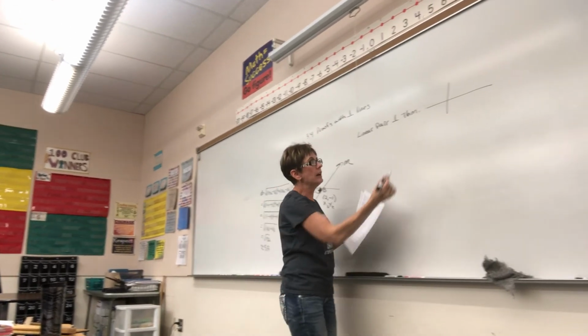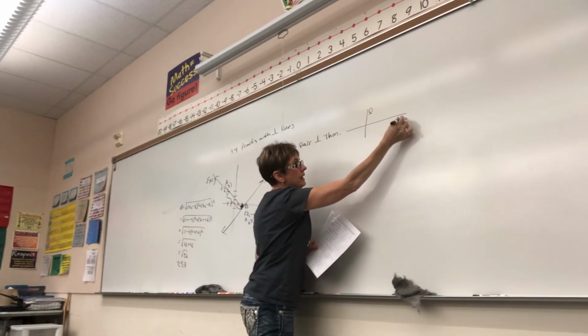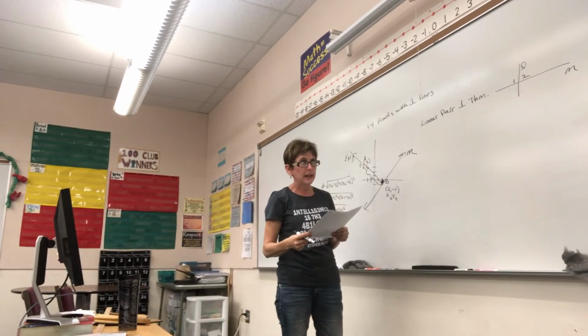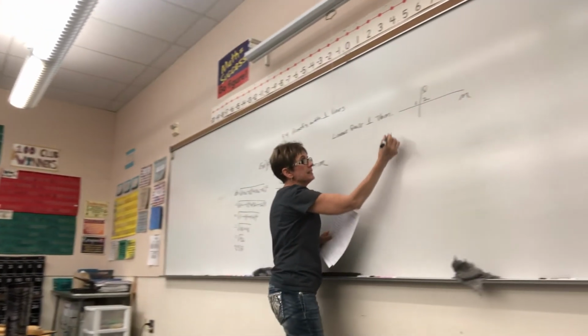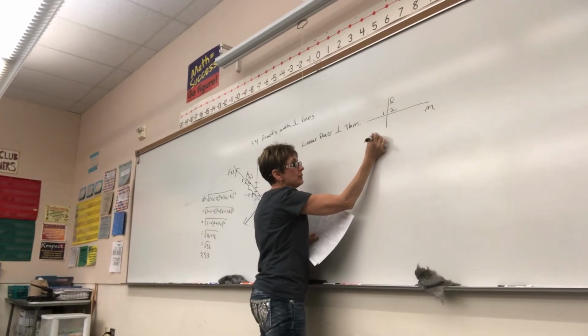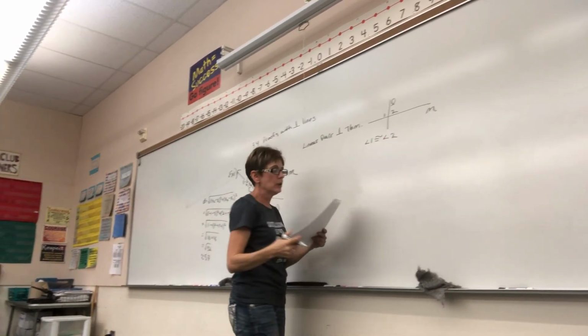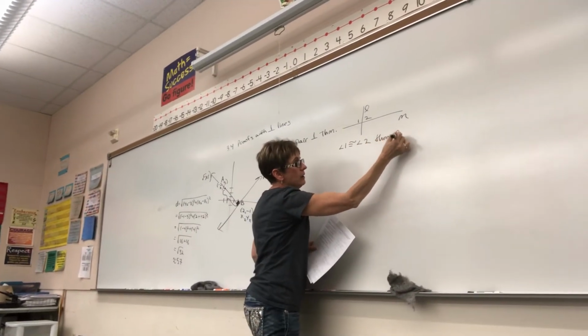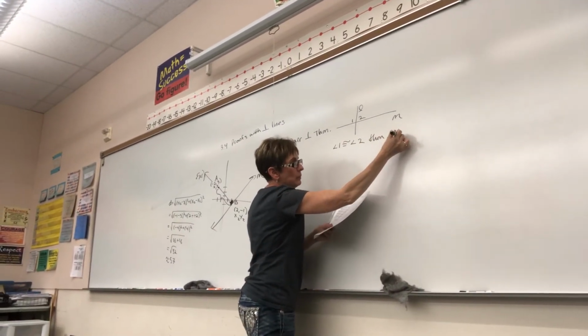So we have two lines, lines L and M, and they intersect to form a linear pair. What happens is that if angle 1 is congruent to angle 2, then L is perpendicular to M.